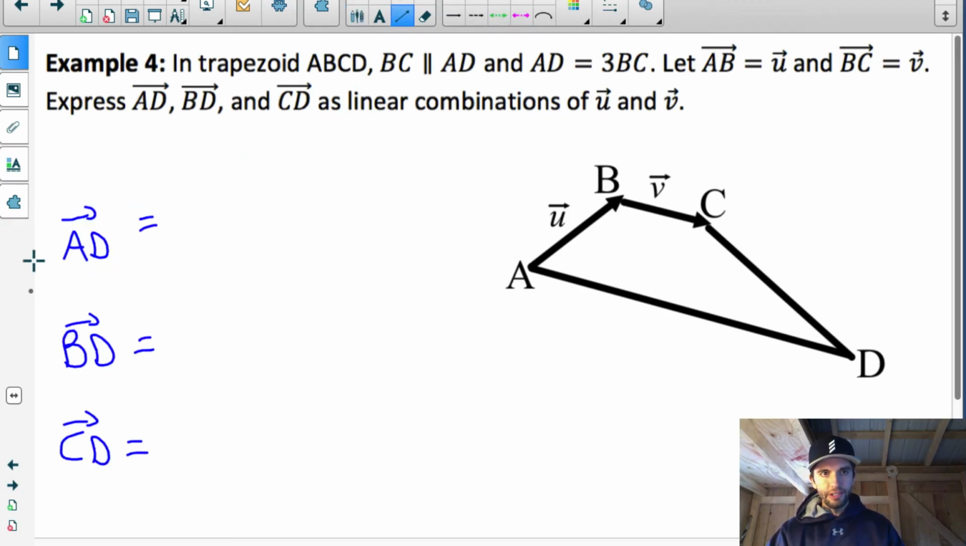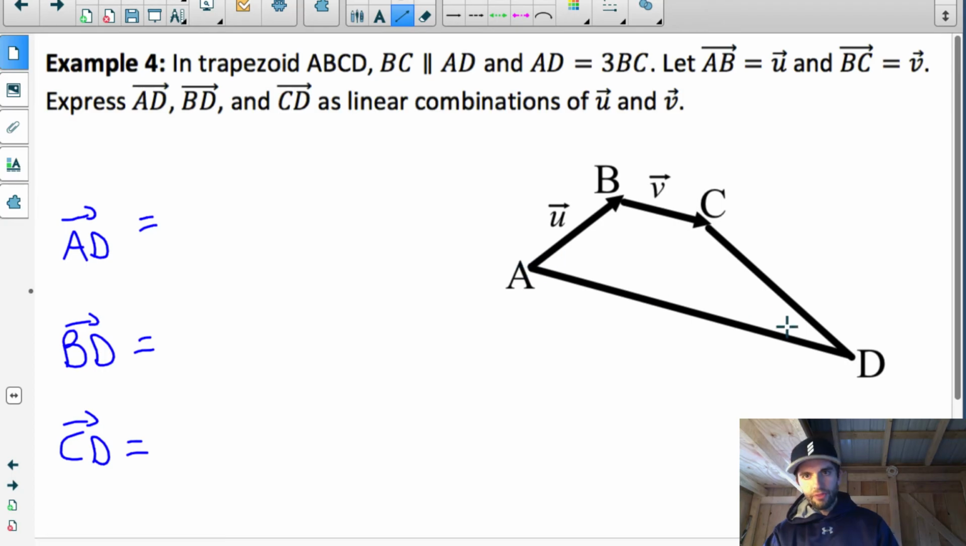Okay, let's start with vector AD. So let's come up with an expression for vector AD written in terms of vector U and vector V. Also, I want you to notice the arrows on these, right? It says that vector AB is vector U, and it says that BC is vector V. That's why the arrow's over here. It goes from B to C.